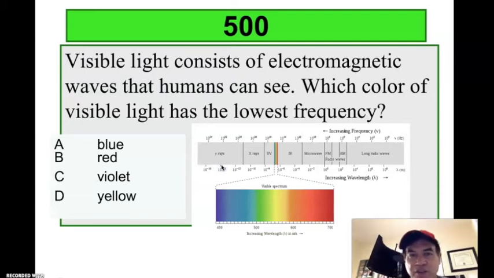Visible light consists of electromagnetic waves that humans can see. Which color of visible light has the lowest frequency? Blue, red, violet, or yellow?